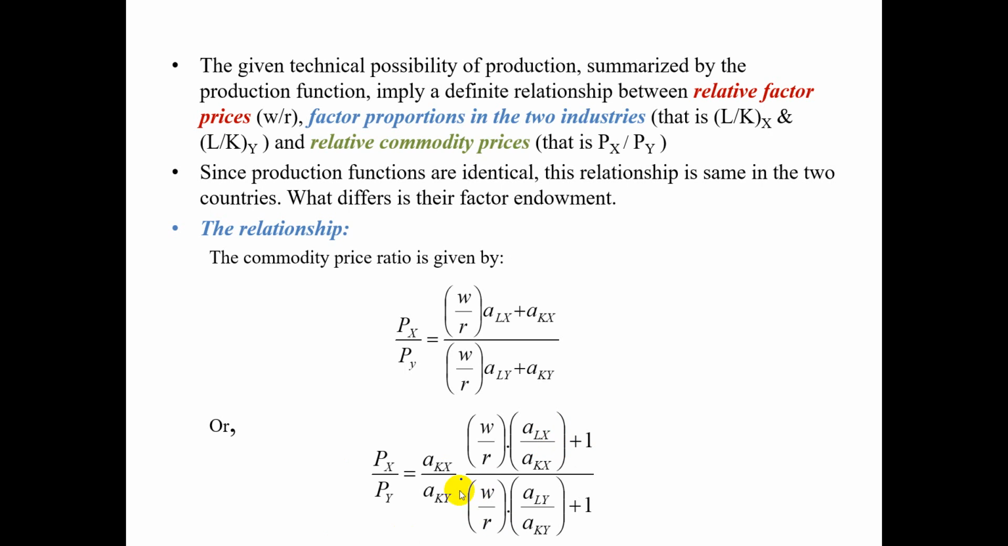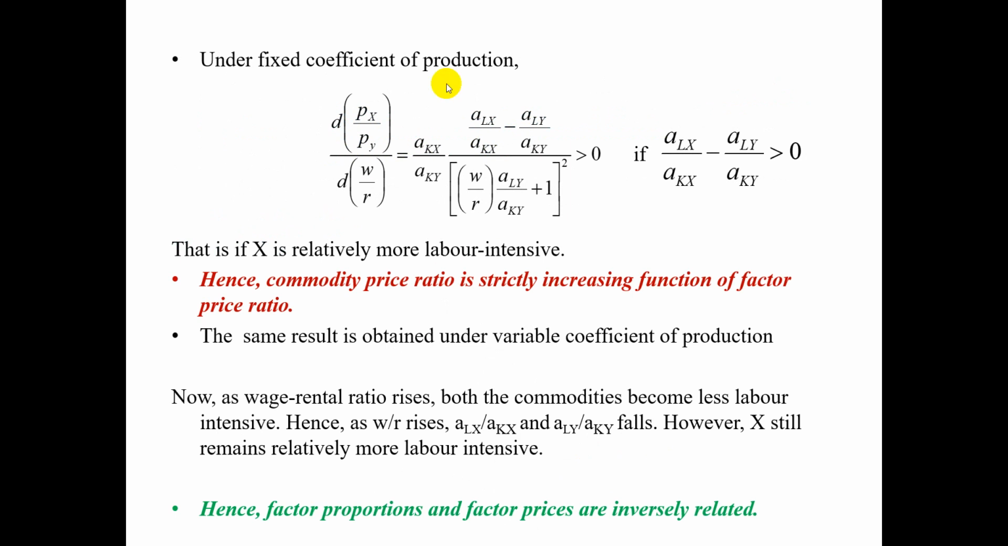In the denominator, we have W by R into ALY by AKY plus 1. This ALY by AKY once again is the labor capital ratio in industry Y. Now, we assume that the Aijs are fixed, but the relationship holds true even if you assume Aijs to be variable. So we find out d(Px/Py)/d(W/R). In other words, we try to find out what happens to Px by Py as the wage rental ratio changes.